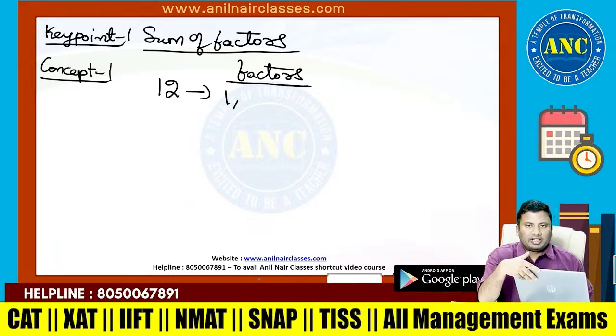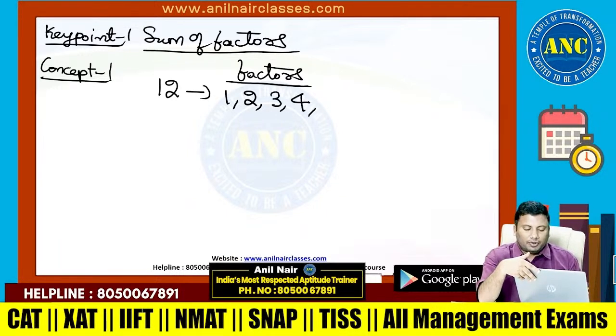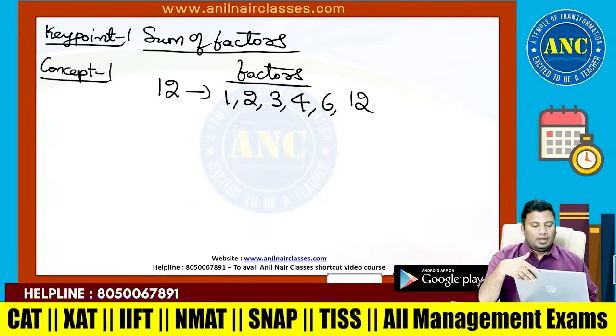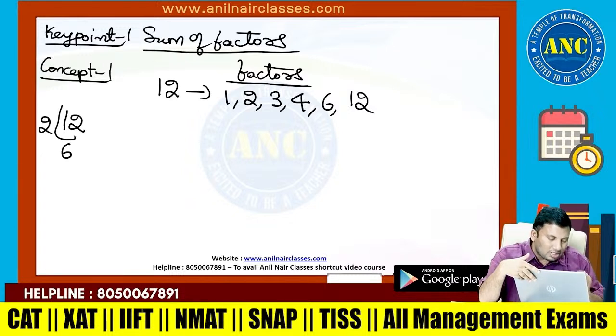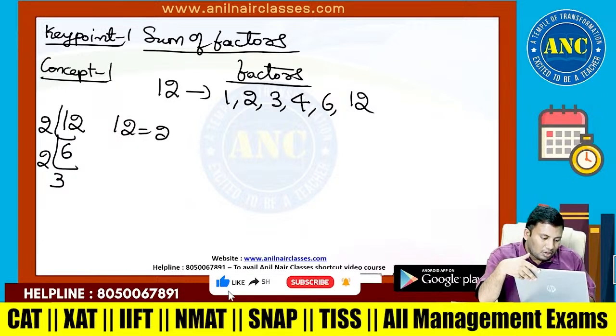1 is a factor of 12, 2 is a factor, 3 is a factor, 4 is a factor, 6 is a factor, and 12 is a factor of 12. If I write 12 as a power of prime bases: 2 sixes are 12 and 2 threes are 6, so 12 is nothing but 2 squared into 3 power 1.